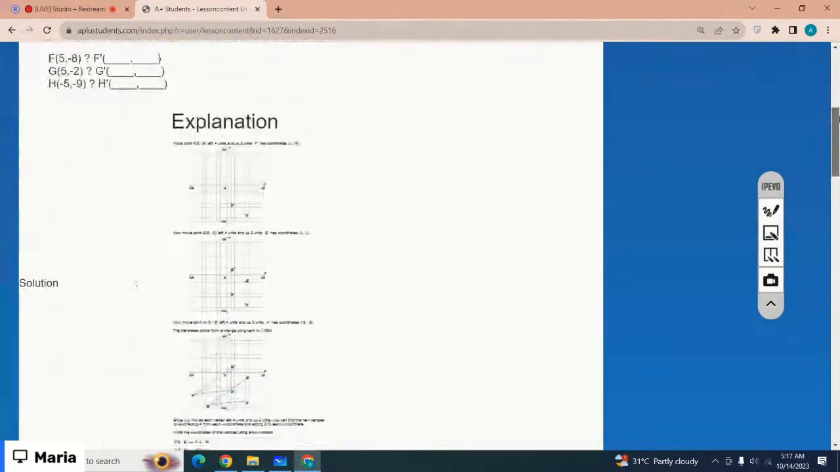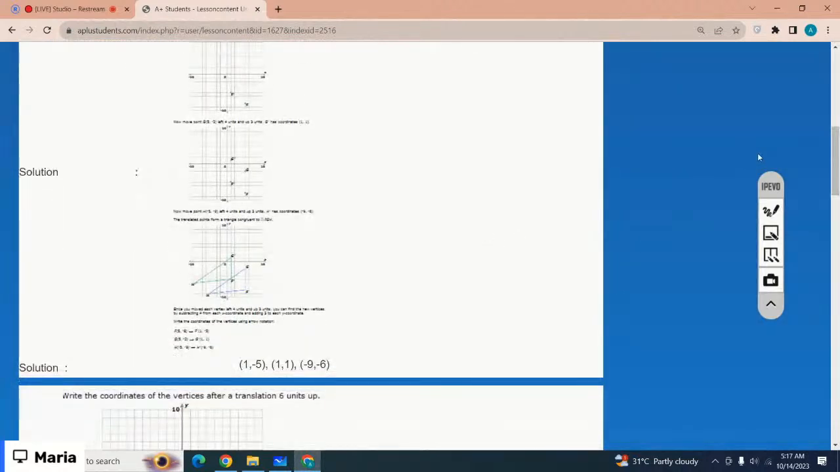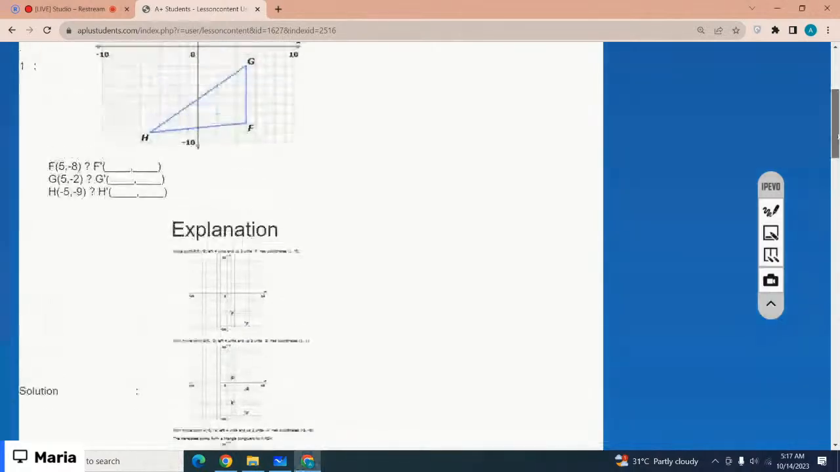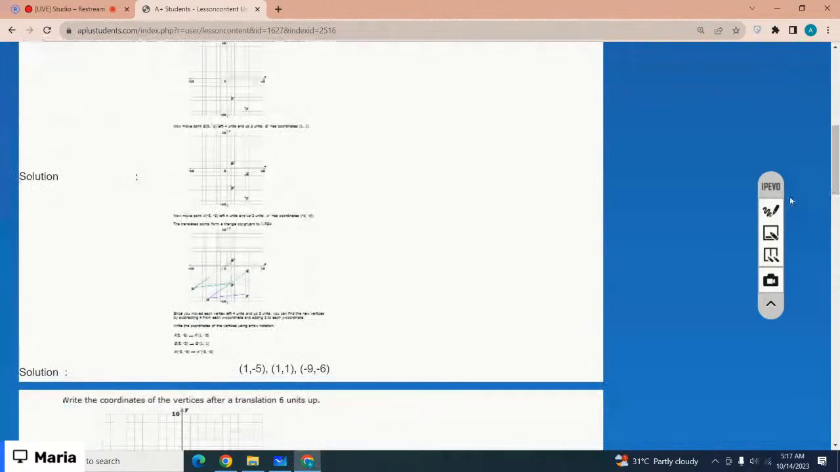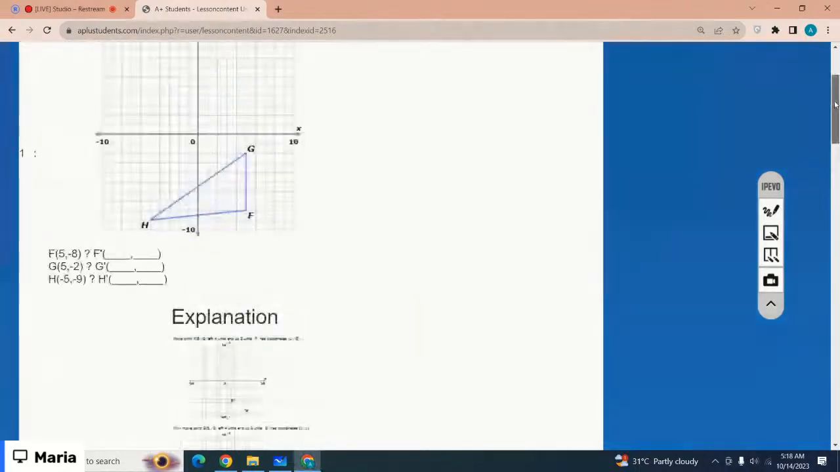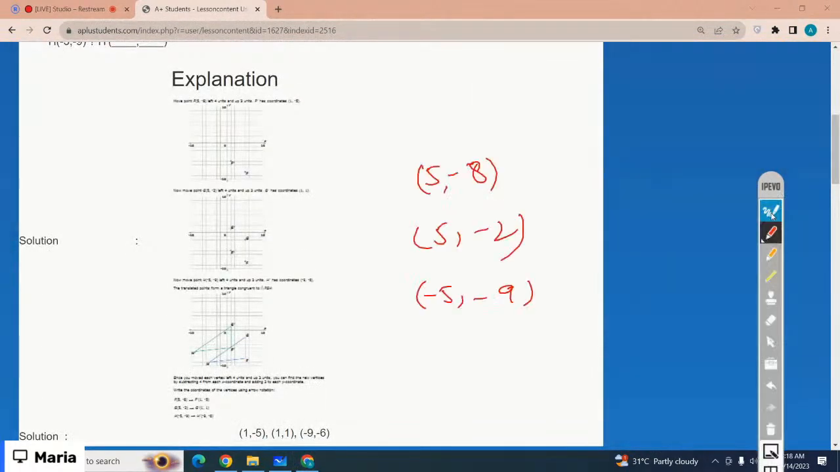Okay, let me just write them down here. 5 negative 8, 5 negative 2, and negative 5 negative 9. And you have to translate 4 left and 3 up, right?